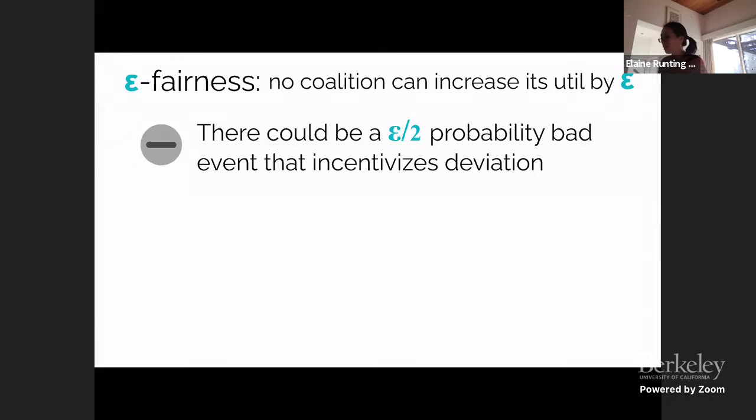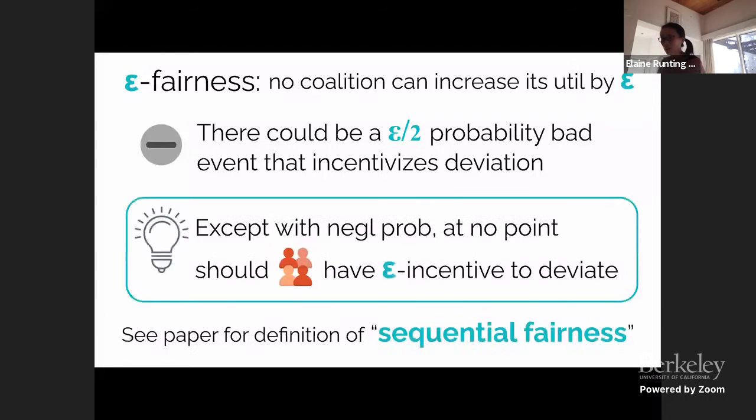But when we take the expected utility, this bad event gets averaged out because it happens with very small probability. So in some sense, this basic notion I talked about doesn't rule out protocols where, with epsilon probability, I might want to deviate. There's maybe a small probability bad event that incentivizes me to deviate. So in our paper, we have a better solution concept that solves this problem, which we call sequential fairness. And I'll defer to the paper for details.